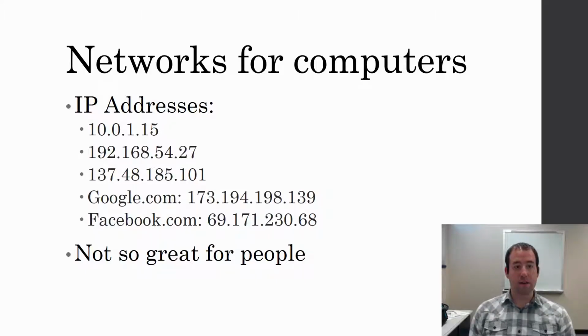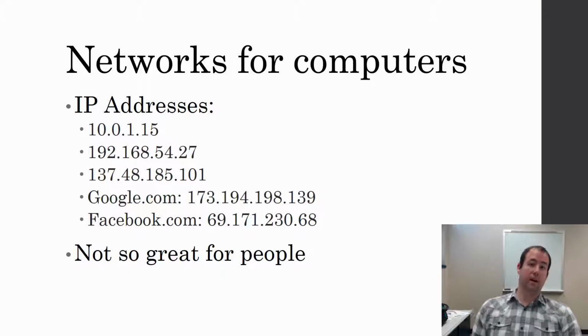And currently we're using numbers called IP addresses. And there's a list here of IP addresses: 10.0.1.5, 192.168.54.127, etc. You get the idea. They're numbers, and they're a whole bunch of numbers slammed together. And the problem is that numbers are not so good for people. People are bad at remembering numbers.